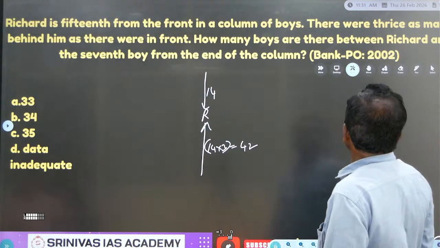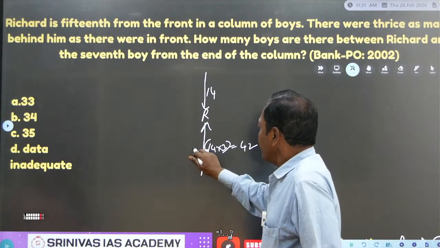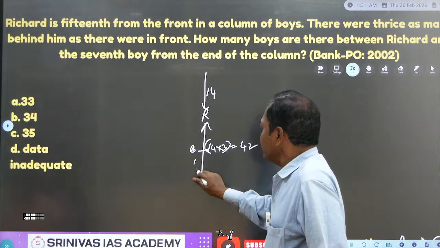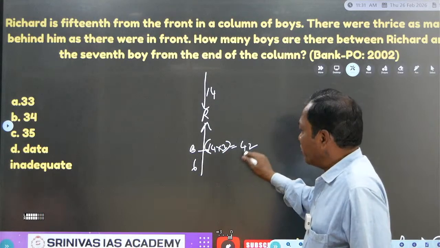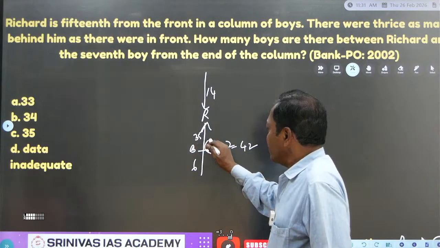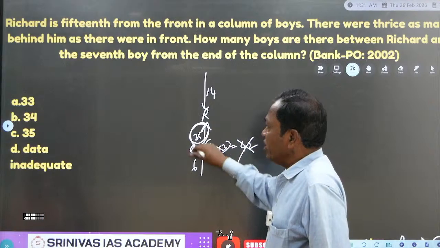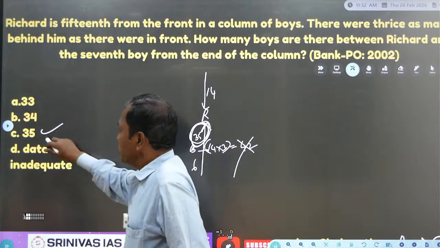How many boys are there between Richard and the 7th boy from the end? 7th boy from the end. 7th boy means 6. There are 42 here. 42 minus 7. This is 35. 35, 36 plus 42. Now this is not required. How many people are there in between? 35. Option C.